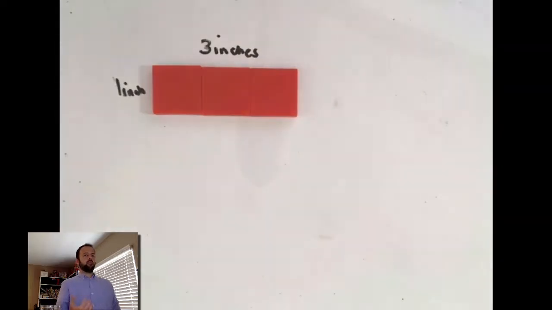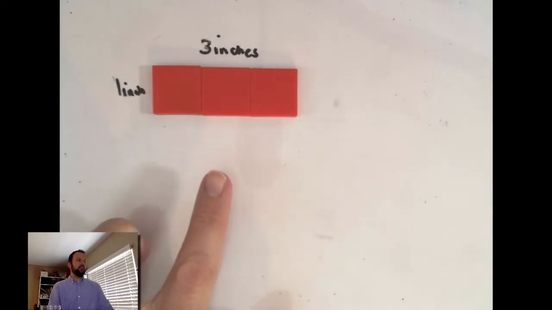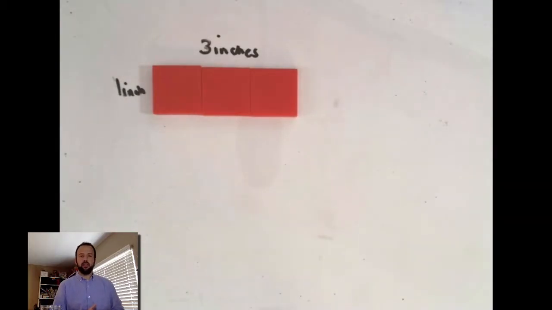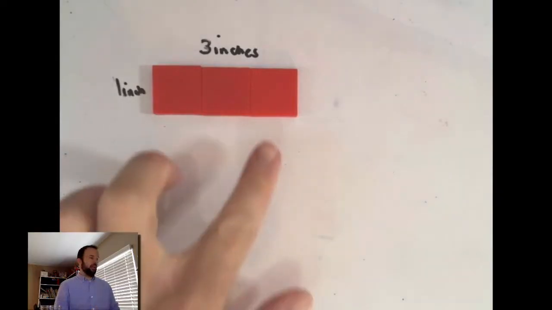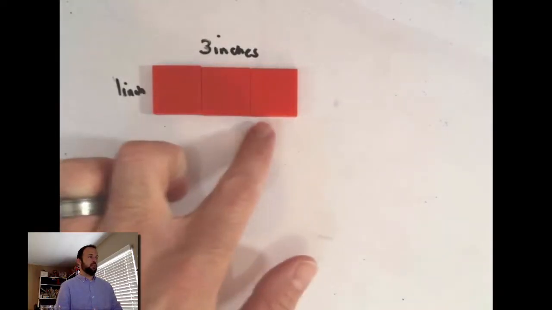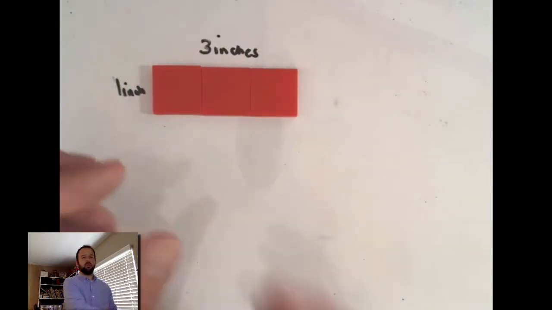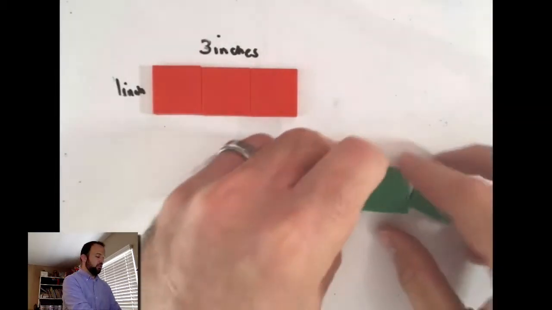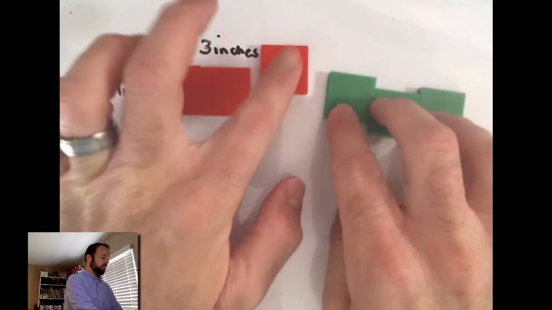Now let's throw an extra layer onto this. Let's say that we wanted to make this 2 times as long as it is now. How could we do that? Well, I have my one rectangle here. That's 3 by 1 inches. If I was going to double that, I could just make another one that's the same size, right?